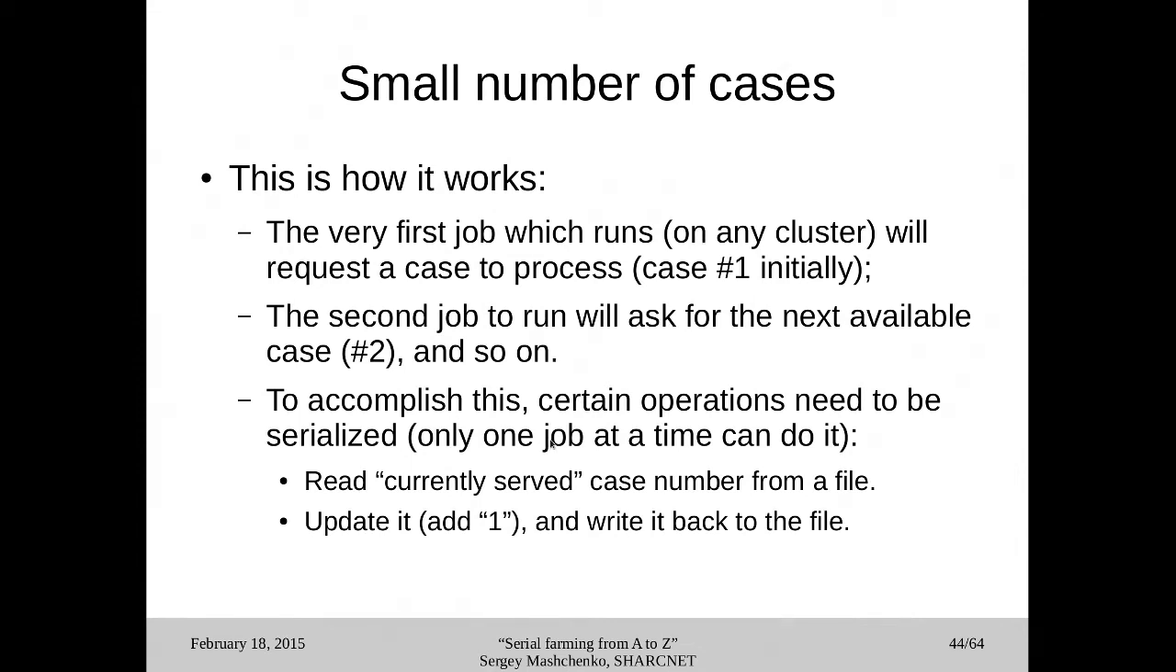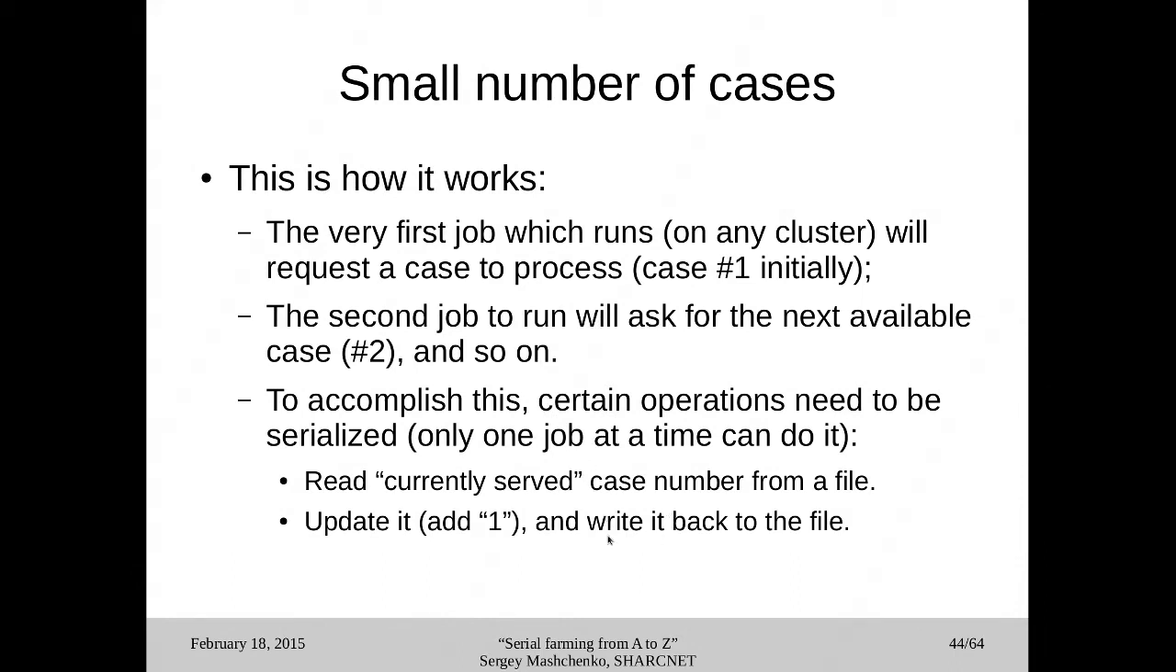To accomplish this interesting and very convenient feature, one needs to serialize certain operations, which means all those jobs need to do certain commands only one job at a time in a serial queue. Specifically, each job should be able to do a serialized read of the currently served case number from a file somewhere. Then this job can use that case number for its own computation, but it should also update it +1 and write it back to the file. So only one job at a time can do these 2 operations.